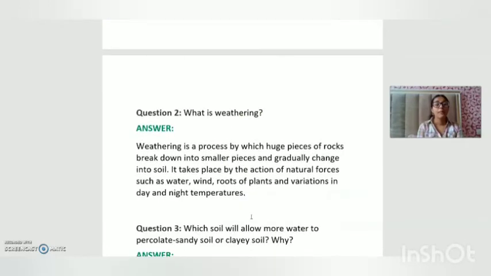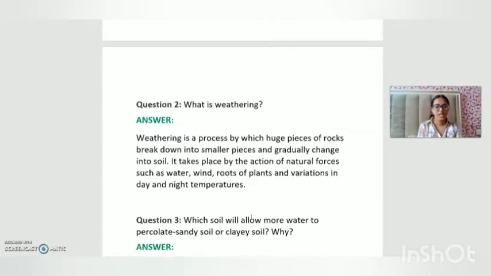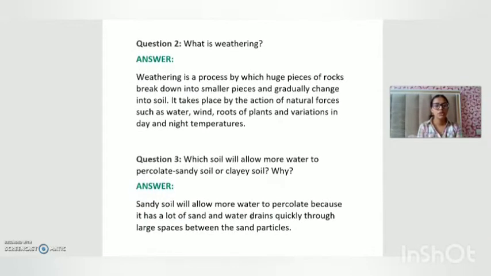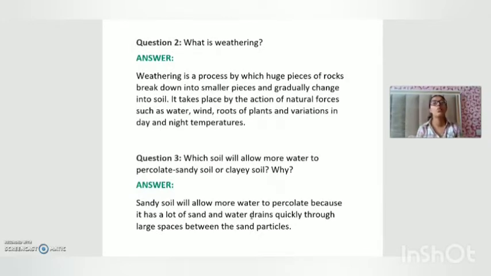So moving further, students, I want every one of you to pause the video and then write the answers, right? What does question number 2 say? Question 2 is, what is weathering? Weathering is a process by which huge pieces of rocks break down into smaller pieces and gradually change into soil. It takes place by the action of natural forces such as water, wind, roots of plants, and variations in day and night temperature. This is known as weathering, right?